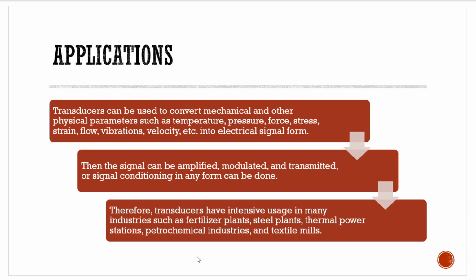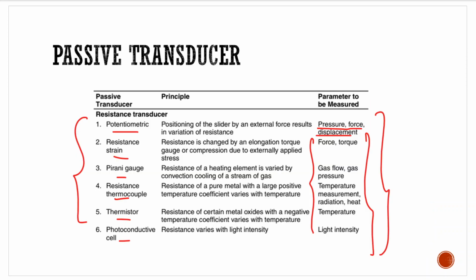After this we have to start with resistive type transducers. As I highlighted, we have potentiometers, resistance strain gauge, Pirani gauge, thermocouples, thermistors, and photoconductive cells. So passive type resistance transducers, we'll start with these in the next session, inshallah.